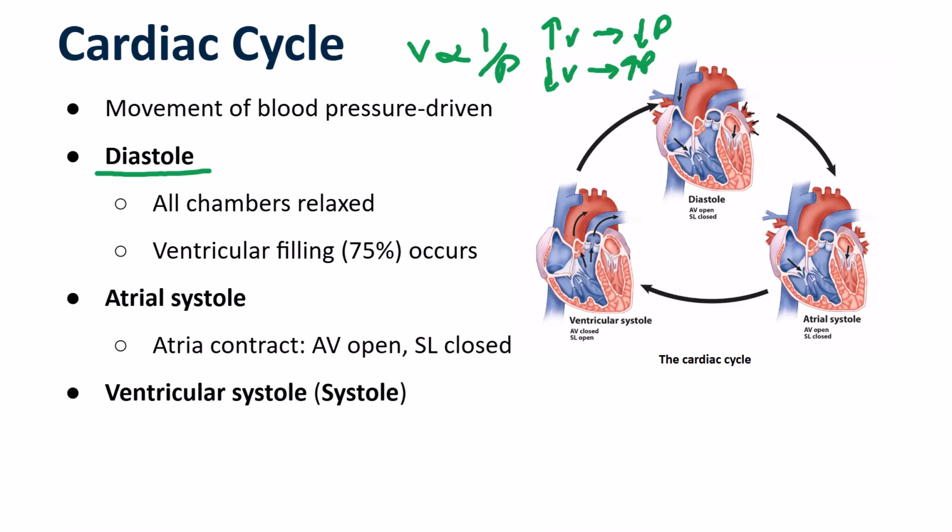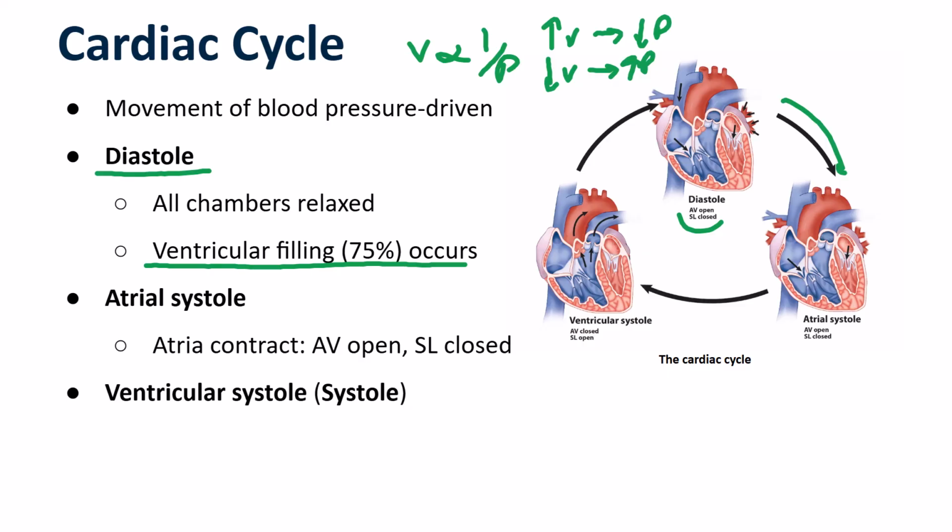So let's look at this in the context of the cardiac cycle. Let's start with diastole. Whenever I think of diastole, I think of dilation. So the chambers of the heart are dilating, they're relaxing, they're getting larger. As such, their volume is increasing and pressure is decreasing. Because pressure is decreasing, blood is flowing into the heart. In fact, nearly 3/4 of the blood that's going to get pumped out during ventricular systole is going to flow through during diastole.